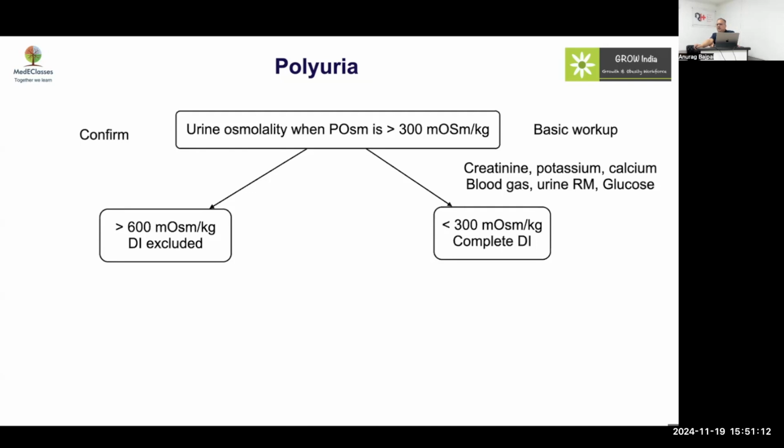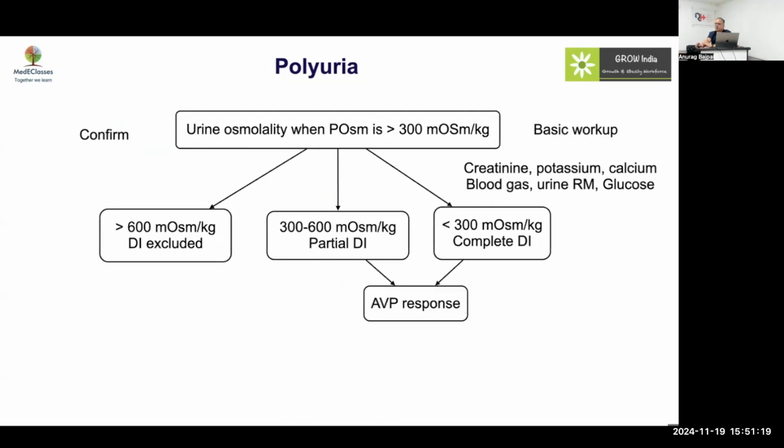If it's less than 300, this is true, complete DI. In that regard, 300 to 600 will be partial DI. Now, all you have to do is to look at the AVP response. Now, which preparation to use? You can use desmopressin, you can use subcutaneous AVP.